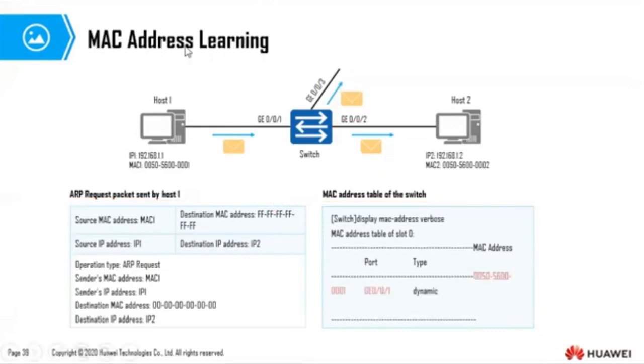Other than that, after flooding, the switch is going to do what? It's going to update its MAC address table. It's going to check the source MAC address, so the MAC address of host 1 and the interface via which it has been connected. You can see the interface host 1 has been connected to is GE0/0/1. The type, how did we learn about this? Dynamic. Okay.